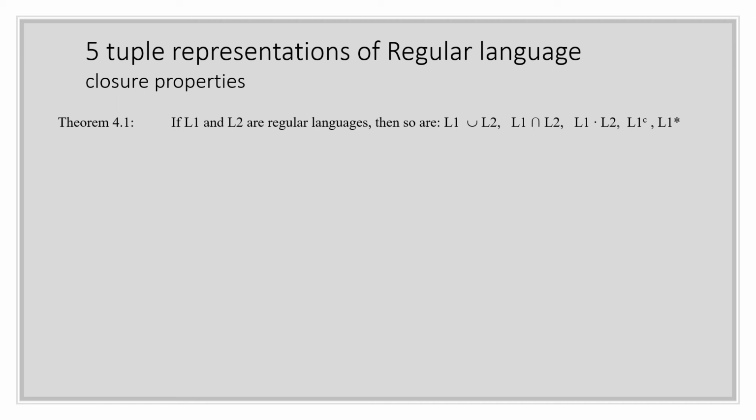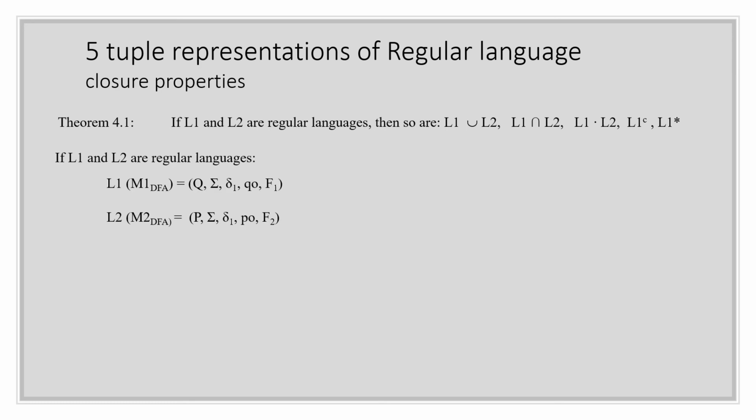So now we're going to talk about a 5-tuple representation of regular languages and their closure properties. Regular languages are closed under union, intersection, concatenation, star closure, and complement. I just want to demonstrate what that means about the 5-tuple. So let's review what a 5-tuple representation of a DFA is. A 5-tuple representation of a DFA is the set of states, the alphabet, the transition function, the initial state, and the set of final states.